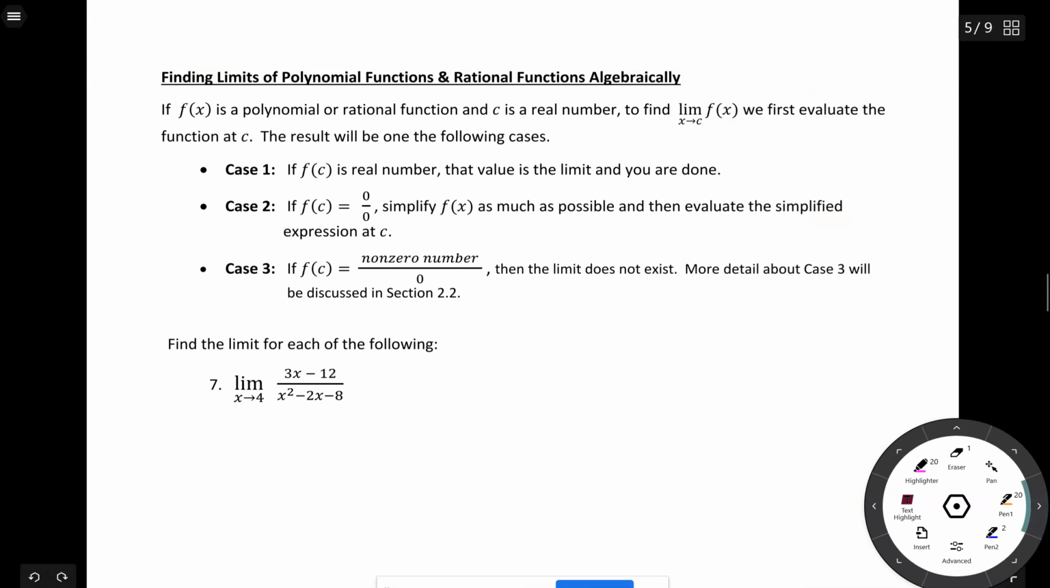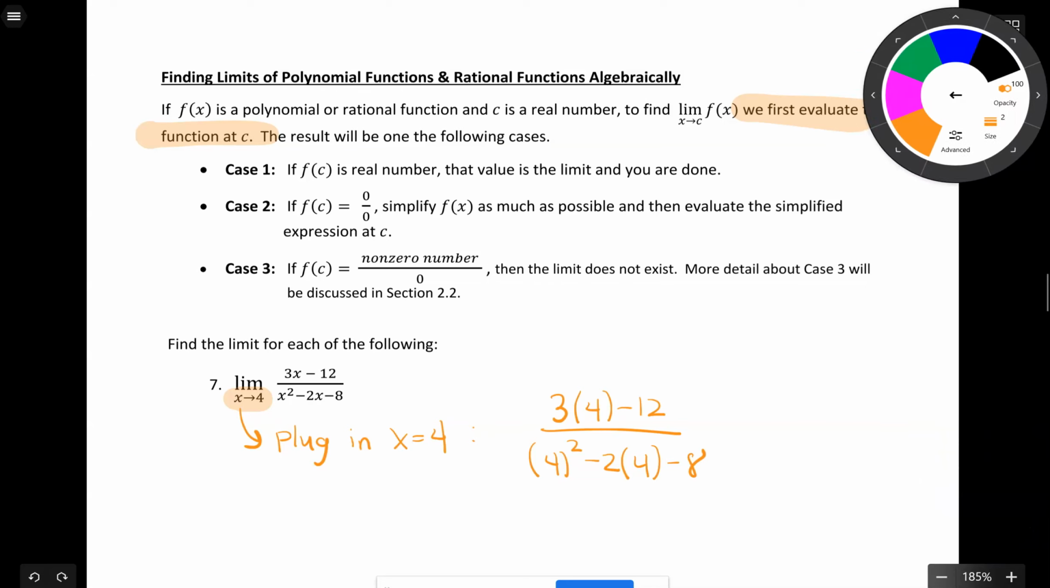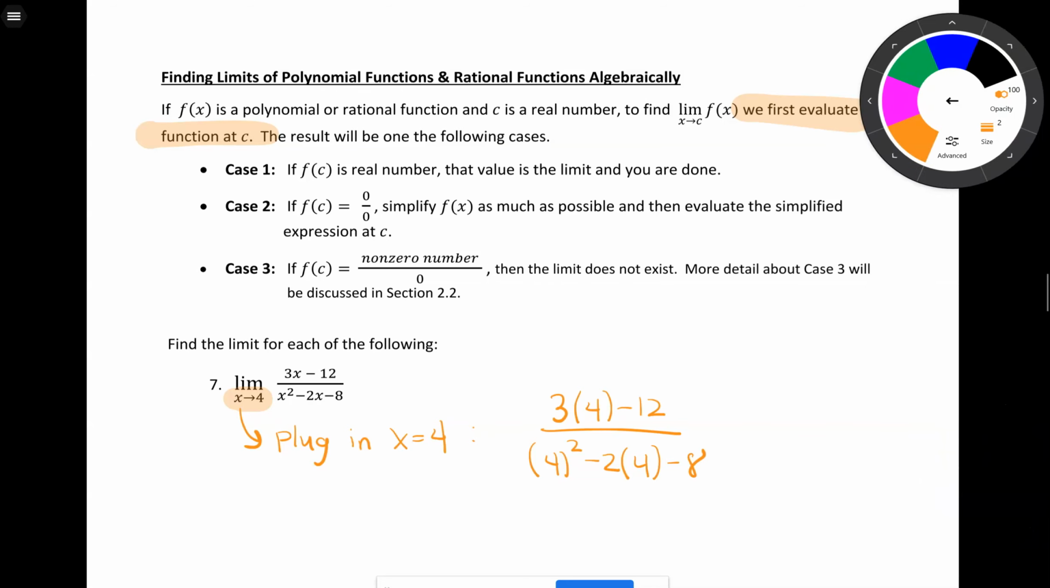That's good. Okay, so remember, for any of these cases, your first step is just to evaluate the function. Just plug it in. So we're literally just going to plug in x equals 4 into this function, and let's see what happens. Okay, so 3 times 4 minus 12 over 4 squared minus 2 times 4 minus 8. Okay, so I'm just plugging it in. And if we get a real number, we're case 1 and we're done.